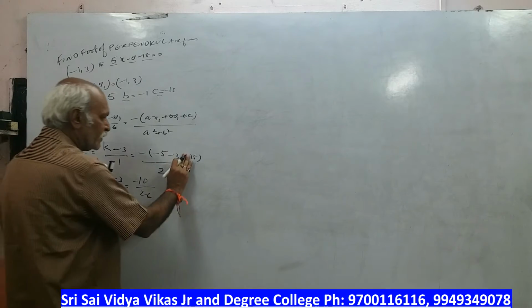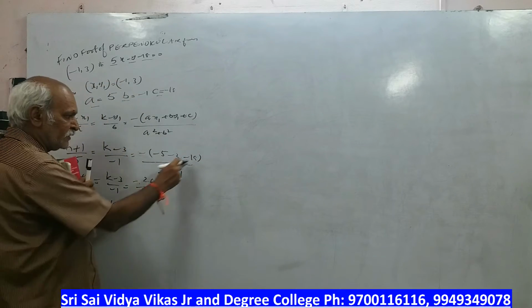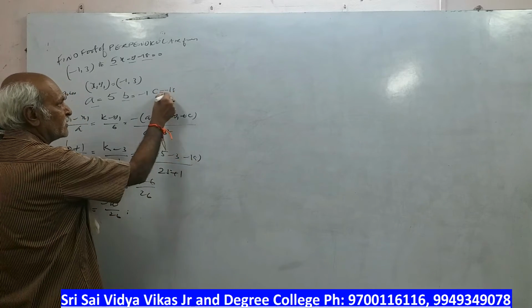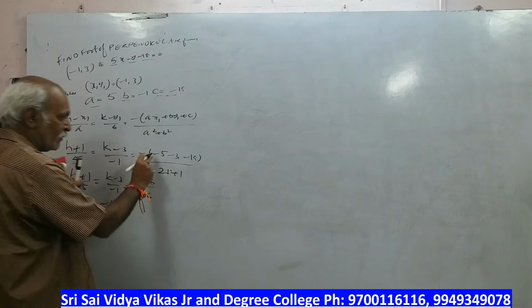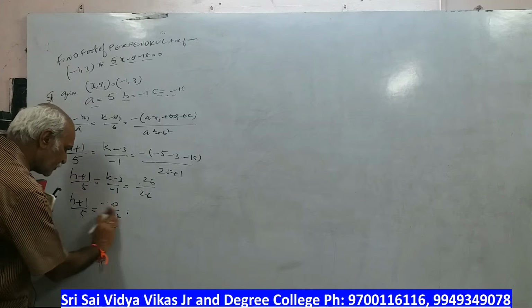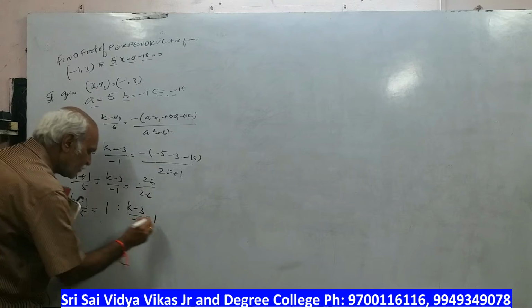Sorry, here plus c, and c is minus 18. What is the c value? Minus 18. So minus 5, minus 3, minus 18 gives minus 26, and minus of minus is plus. So 26 by 26, how much is it? 1. And similarly, k minus 3 by minus 1 is equal to 1.